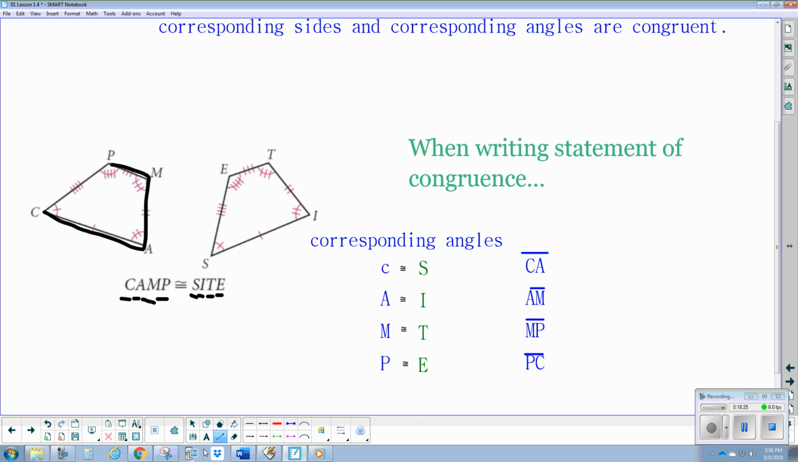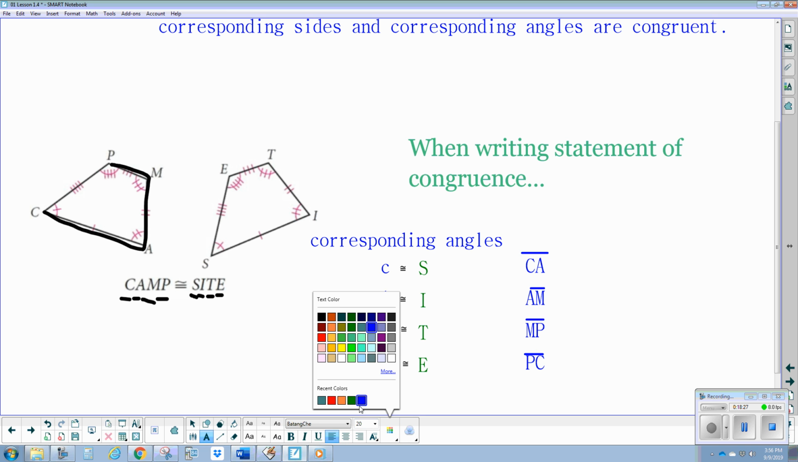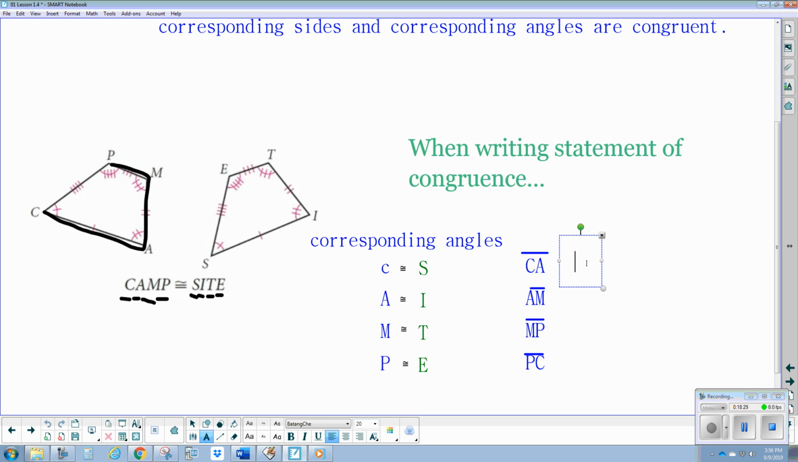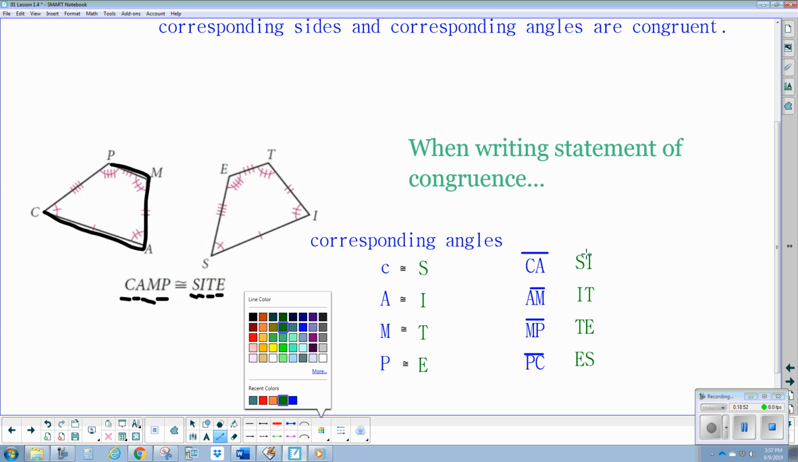And then let's look at the sides that it corresponds to. CA, the first two letters in the first polygon, and SI, the first two letters in the second polygon. And AM corresponds to IT, MP to TE, and PC to ES. And again, remember you're using your congruence markings because we're talking about segments in this case.